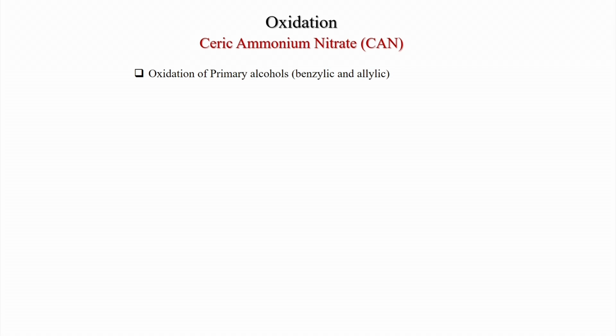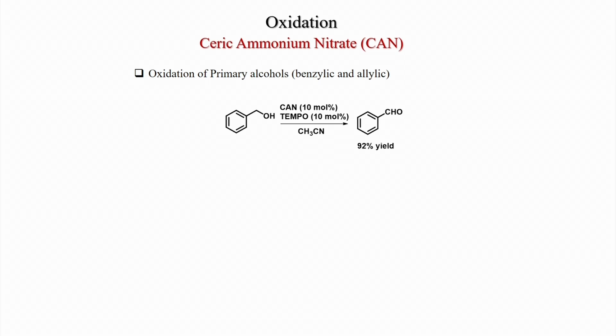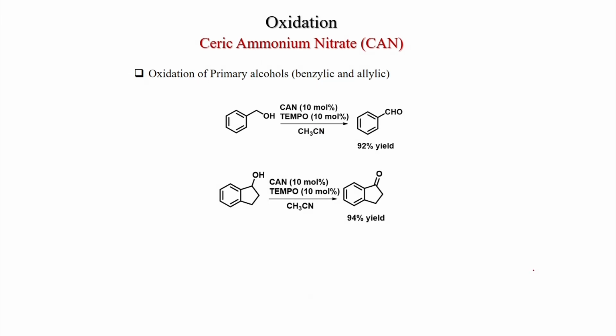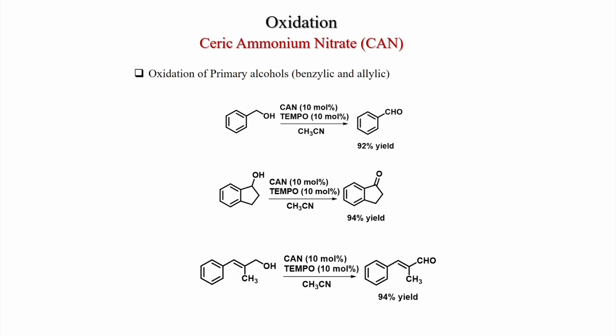So, primary benzylic and allylic alcohols, which are more reactive, can be oxidized with ceric ammonium nitrate. And here one example is benzyl alcohol with ceric ammonium nitrate 10 mole% and TEMPO 10 mole%. With acetonitrile solvent, it gives 92% yield of benzaldehyde. Again, this alcohol, this is dihydroindanol, under oxidation with CAN and TEMPO 10 mole% each in acetonitrile gives this ketone in 94% yield.